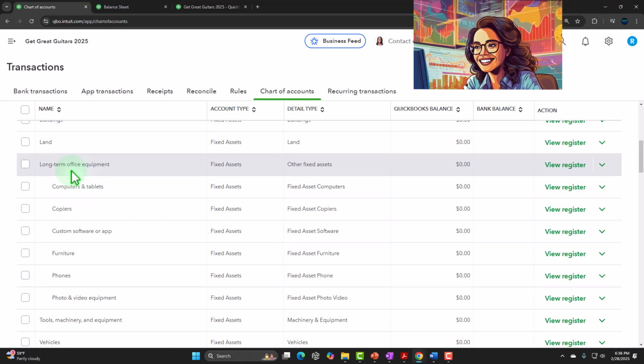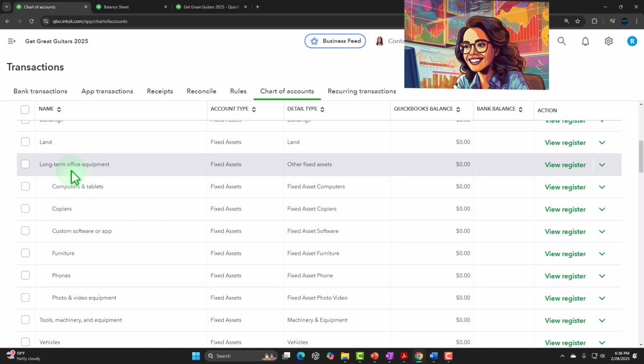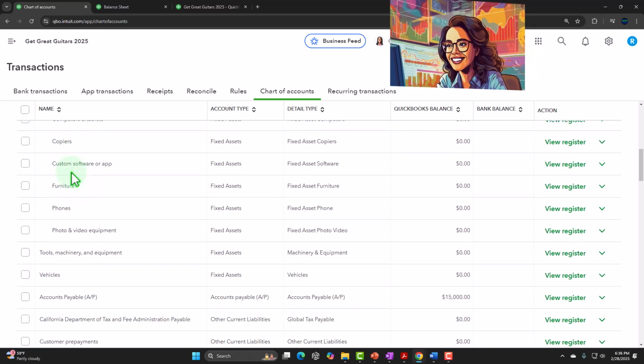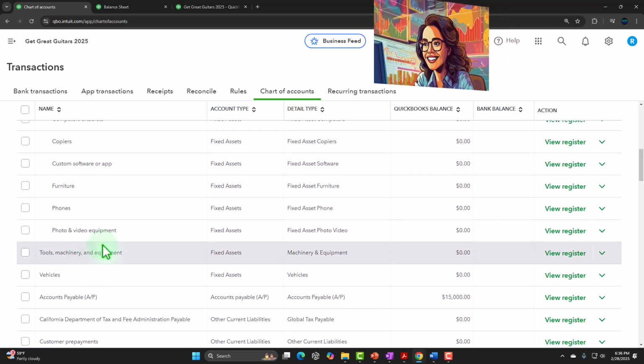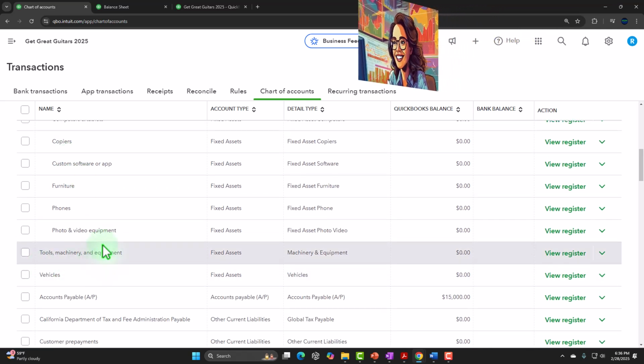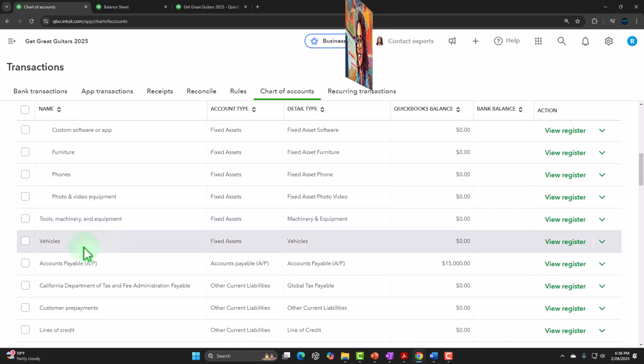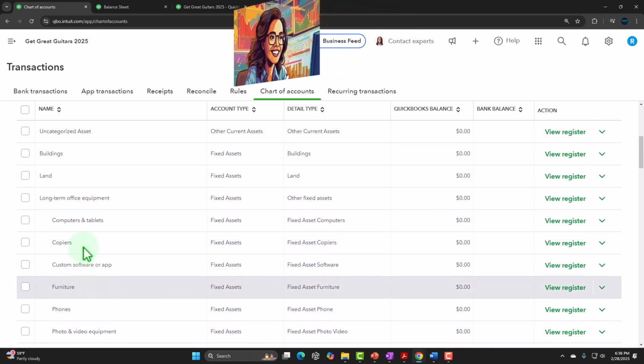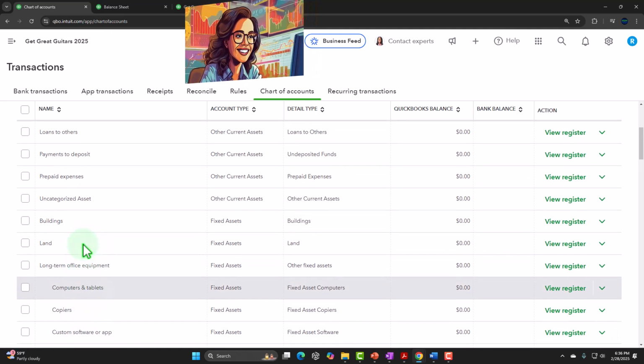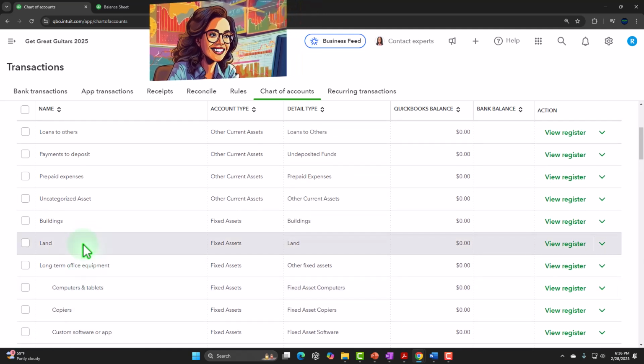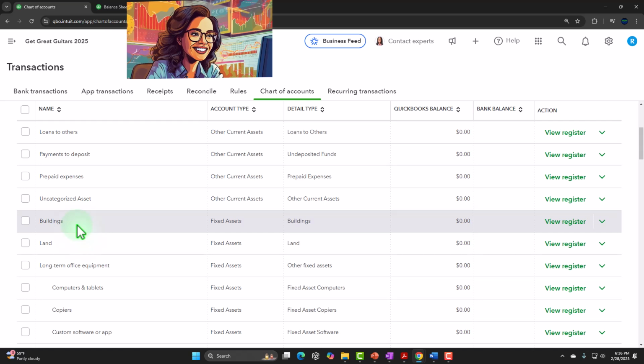They're probably going to call it just equipment versus furniture and fixture, for example. And then tools and machinery, often not the same category that you're going to see in the tax software. Vehicles, that makes sense. So are any of these furniture and fixture? I don't see one that looks like furniture and fixture here. So maybe I'll change one of these.